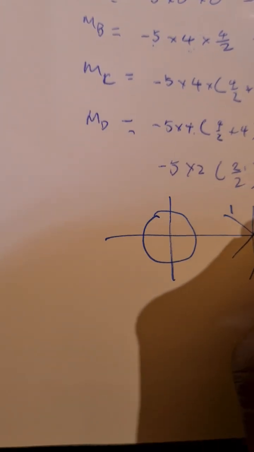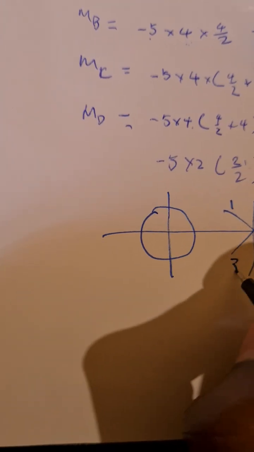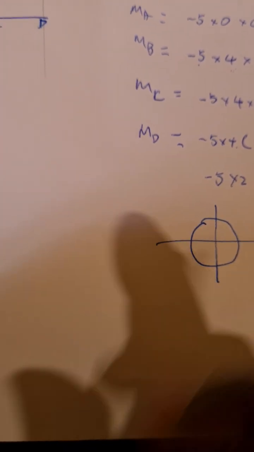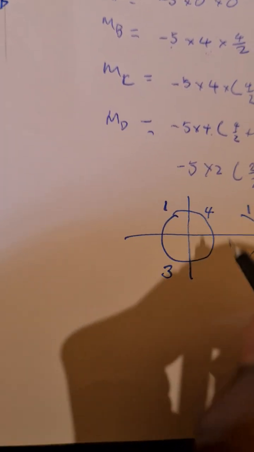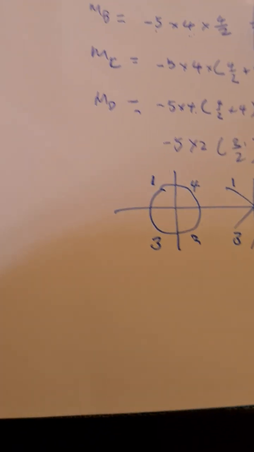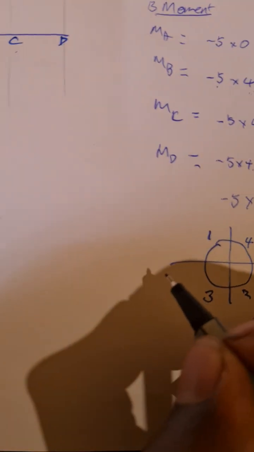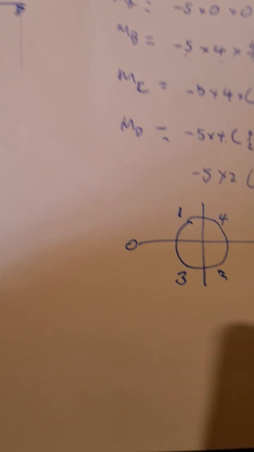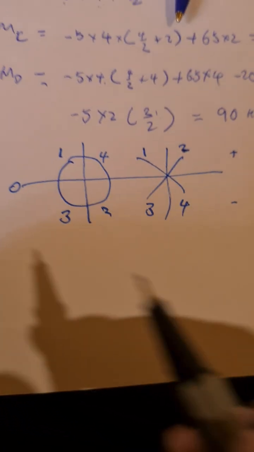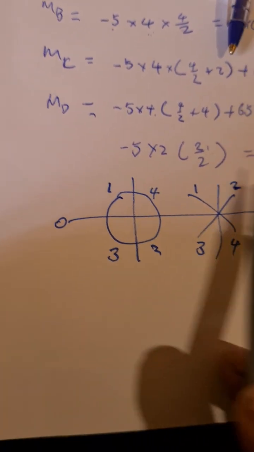1, 2, 3, 4. 1, 3, 4, 2. Right. This is 0. This is positive. This is negative. It does not matter. So we have something like this. This is a hack.